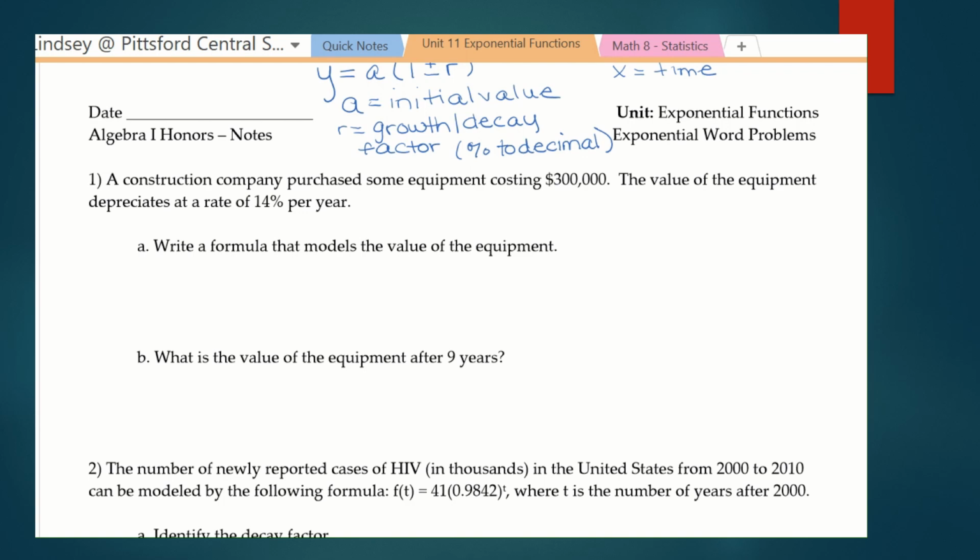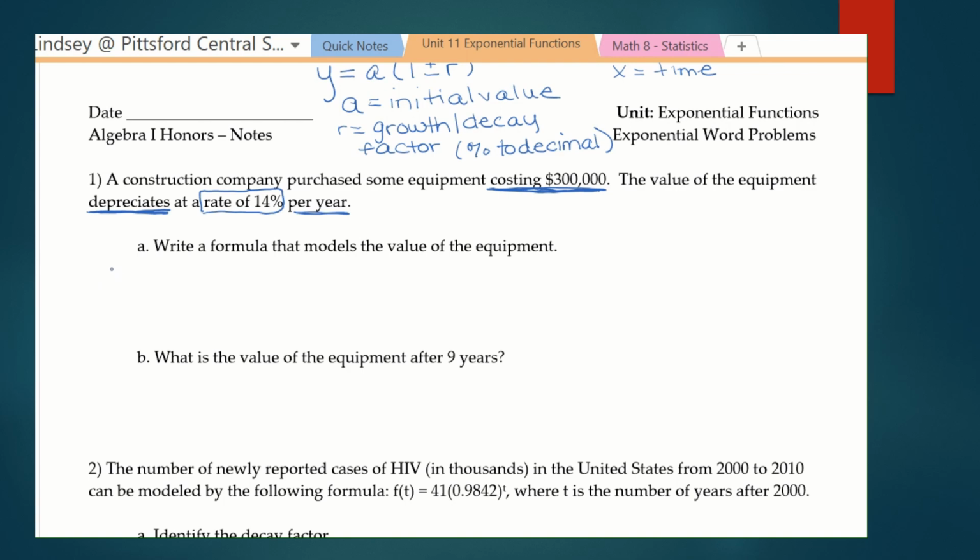So to write an equation of really what the value of this equipment will be after a certain amount of time, this would be an exponential equation. So in looking at our information here, this $300,000 is our initial value. The value of the equipment depreciates. So this is really good to keep in mind because we're going to have a decay factor here, not a growth factor. The rate is 14%, and remember, we're going to turn that into a decimal, and it's per year. That's our time frame.